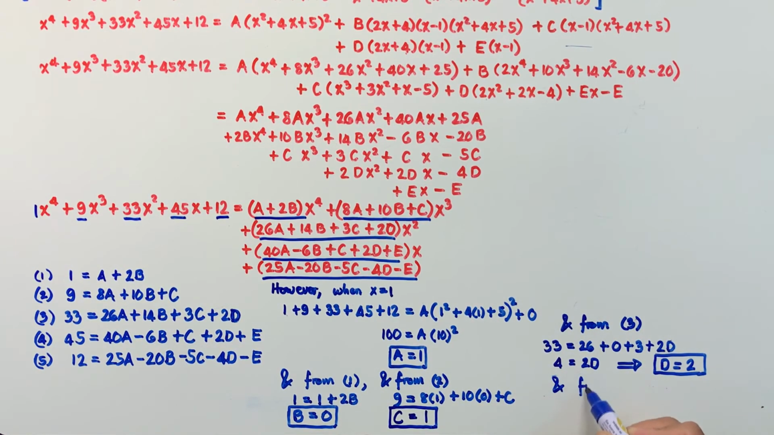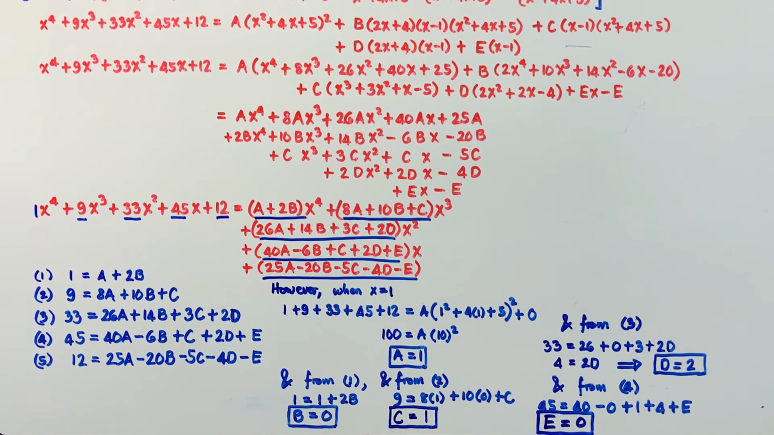And then from equation 4, we have 45, which is equal to 40 times a, which is 40, minus 6 times b, where b is 0, the product is 0, and then plus c, which is 1, plus 2d, which is 4, and then plus e. So here, 40 plus 1 plus 4 is 45. Then, therefore, 45 minus 45 is 0 here. So therefore, e is 0.